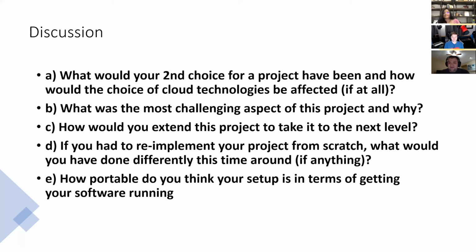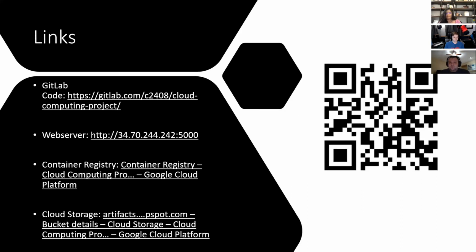If we had to re-implement this project from scratch, we'd probably take advantage of some of the Google Cloud native applications for AI and machine learning. In terms of portability, the Dockerfile, YAML, and Python backend can easily be changed, mostly by changing out the Google service account credentials and replacing them with whatever equivalent provider we go with. In terms of links, here are all of our available code, web server, container registry, and cloud storage.